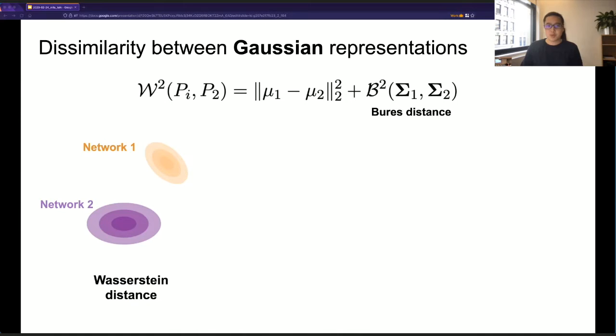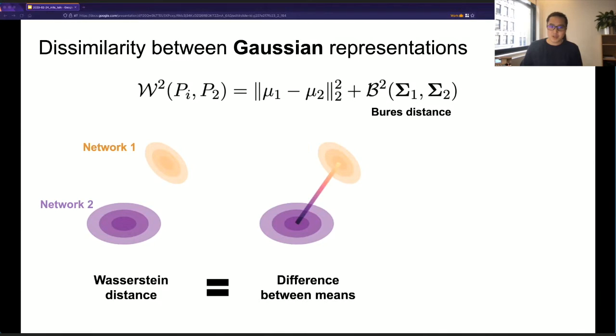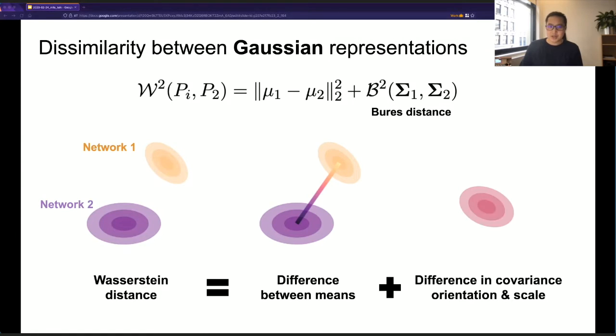If we model the responses as Gaussian, then the Wasserstein distance, here it's actually the 2-Wasserstein distance for aficionados, has an analytic form which nicely decouples into two quantities very familiar to experimentalists. The first term is simply the difference between the network conditional means. And the second is known as the Bures distance, which quantifies the difference in orientation and scale of the covariance clouds.